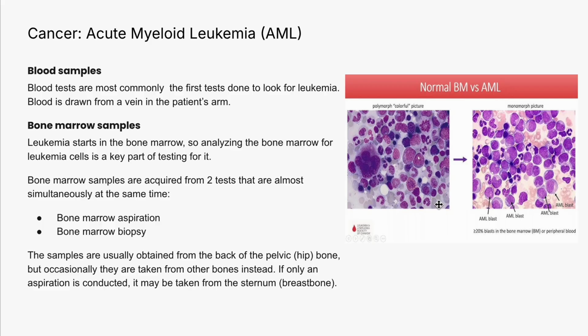And this time we just have normal bone marrow versus bone marrow with AML. You can see a drastic difference here. As you can see over here, we have AML blasts all around the bone marrow.